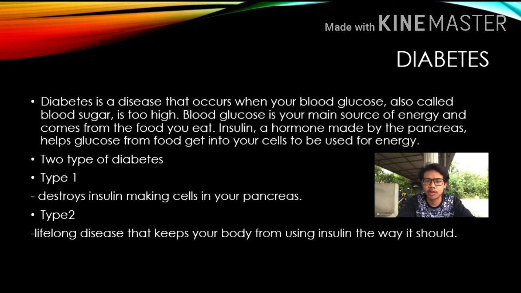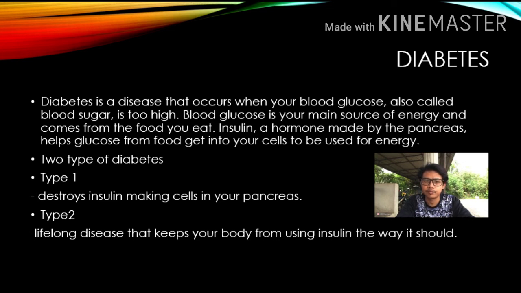Okay, next is types of diabetes. Type 1. Type 1 diabetes is a condition in which your immune system destroys insulin-making cells in your pancreas. They are called beta cells. The condition is usually diagnosed in children and young people, so it used to be called juvenile diabetes.